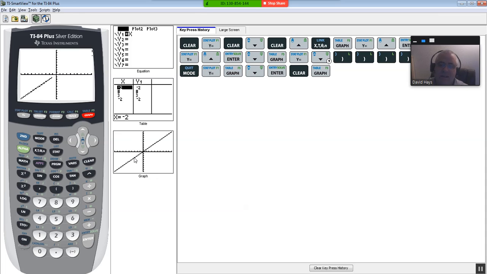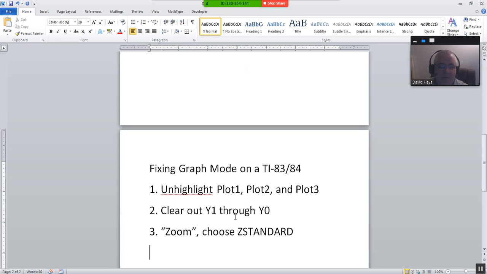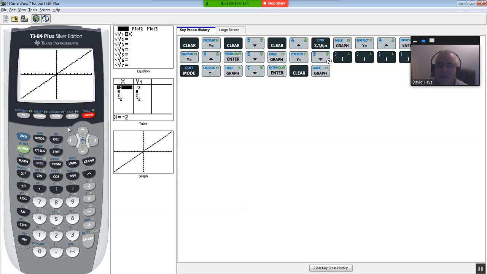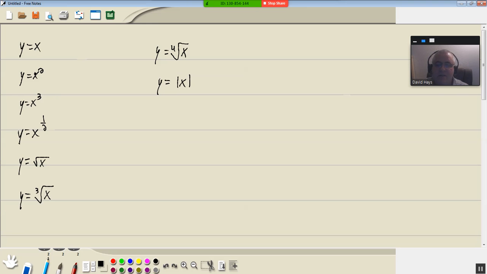Now the last item to fix your graphing calculator: you press zoom and choose Z standard. So zoom is right here. Z standard, there are 6 ones. You can down arrow to that line and press enter, or simply press the 6. Now your zoom window is set back to -10 to +10 on your X and Y axis. Okay, let's go on to our next one.